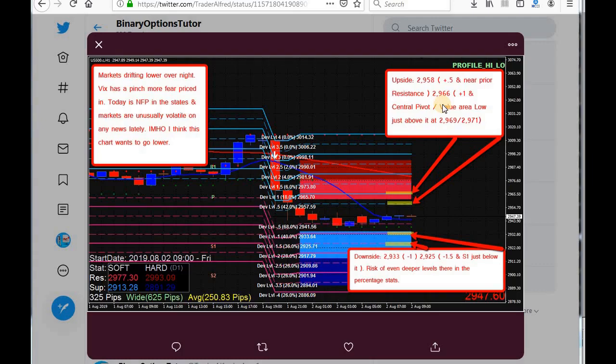This again is not going to be gospel, but there are some days when these numbers can be very helpful in recognizing where corrective areas are in the market, at least on an intraday basis. That's all I've got to say about that.